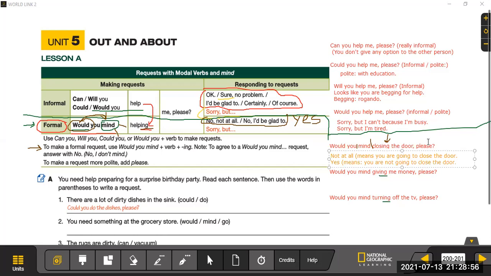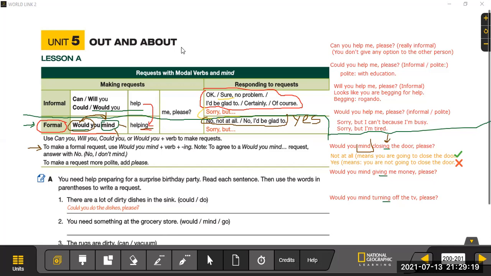Understand? With this kind of question, when you say no, means that you are going to close the door. You don't care. It's okay. You are going to close the door. But when you say yes, means that you are not going to close the door.